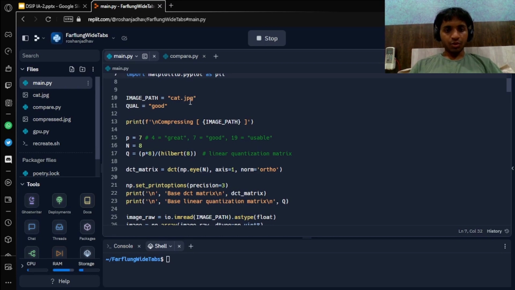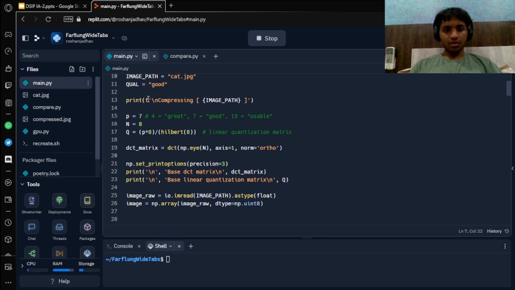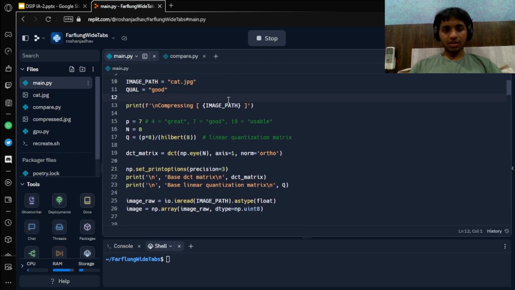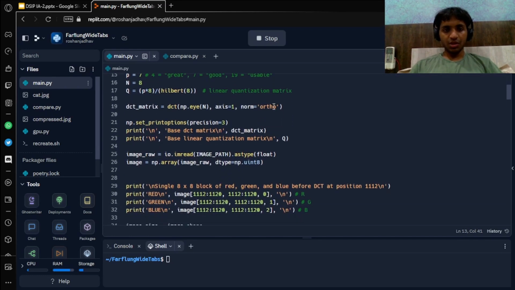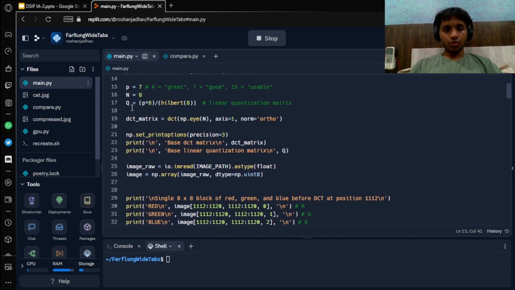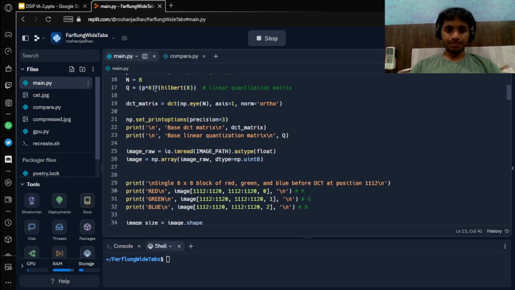Here we take the input image, that is cat.jpg, and we give it a quality that is good. Then it's given a parameter to compress this image, and here we use the quantization, and the p is the parameter of how good the image should be. The lower it is, the better the quality, and the higher it is, the more it gets just usable.